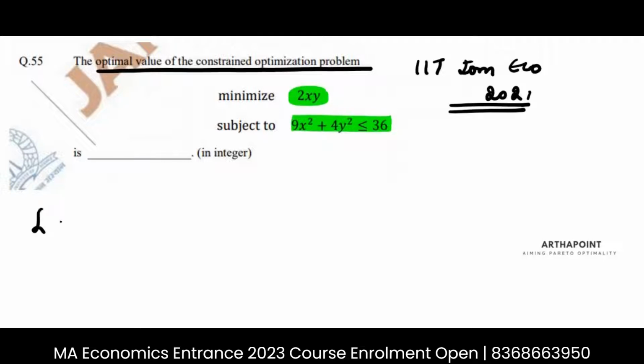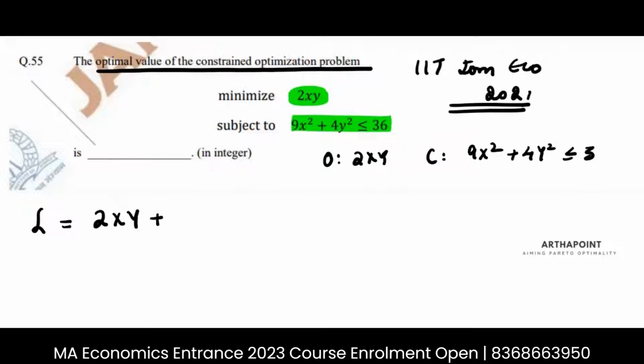So I'm forming a Lagrangian. Let's write down the objective function: 2xy. What is the constraint? 9x squared plus 4y squared less than or equal to 36. So plus lambda times (36 minus 9x squared minus 4y squared).